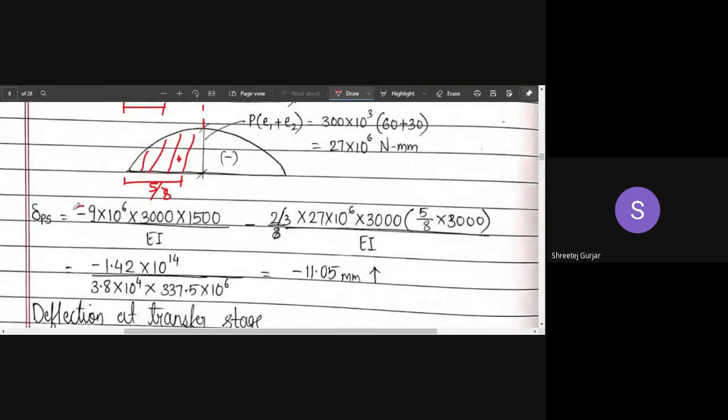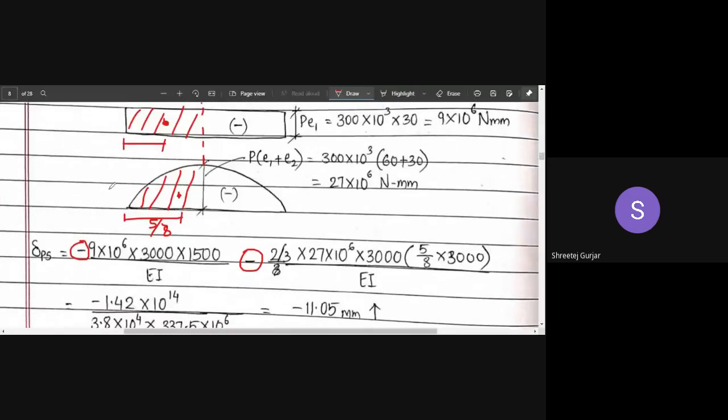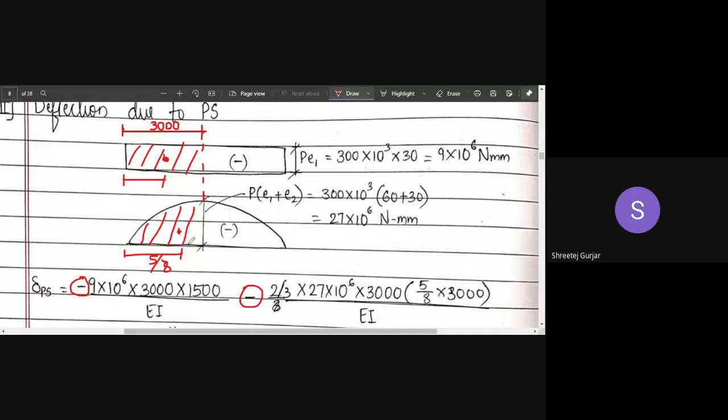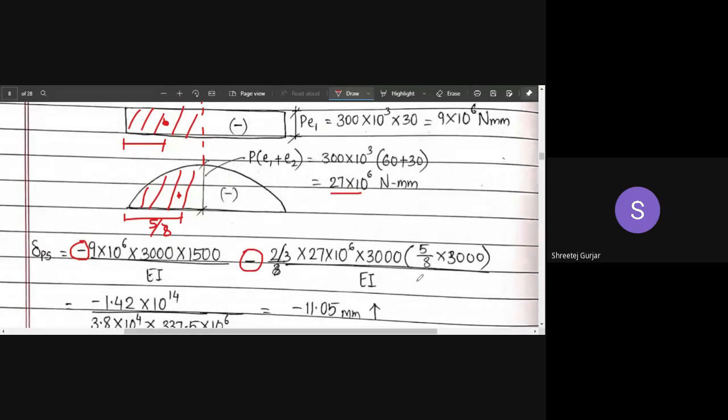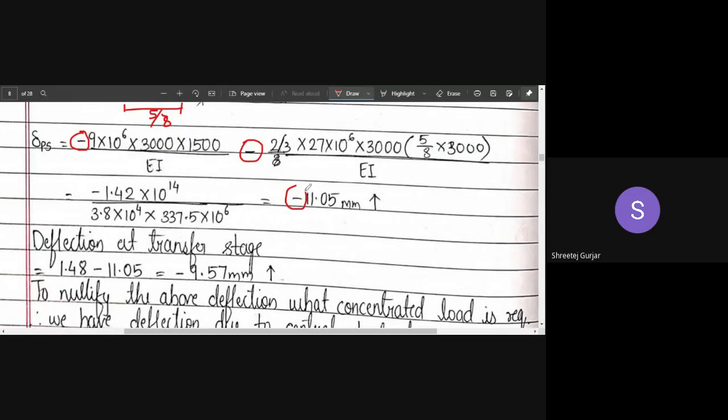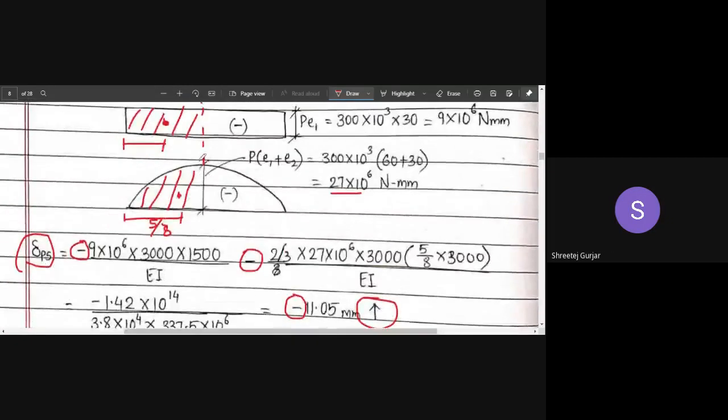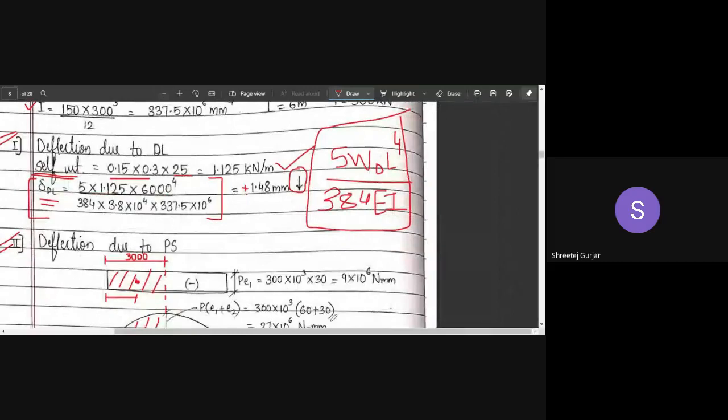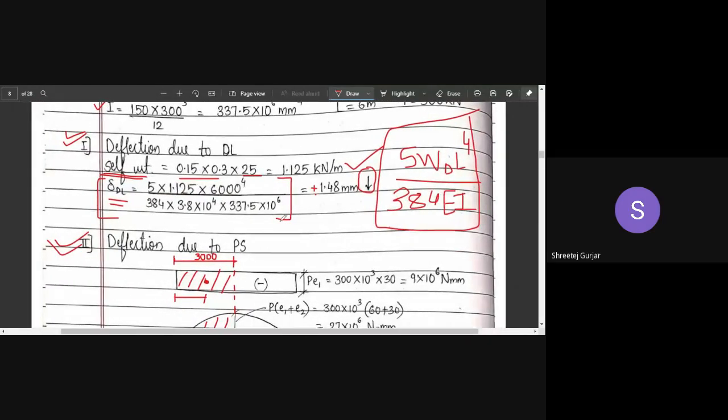Do not forget to include the negative sign. Both of these are negative, so do not forget to include the negative sign on both sides. So height into this width into the perpendicular distance, that is 3 by 2. That is what we have written over here. And then 2/3 of base into height. 2/3 of 3000 into this 27 into 10 power 6 into 5 by 8 of 3000 divided by EI. So we have got negative, meaning it is upward deflection due to pre-stress. Now, is it clear up to here? Deflection calculation of dead load and pre-stressing force.